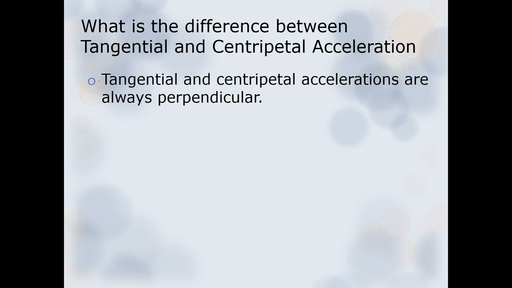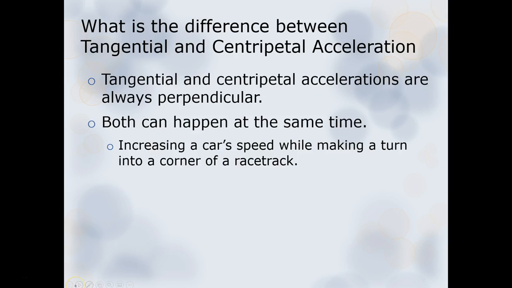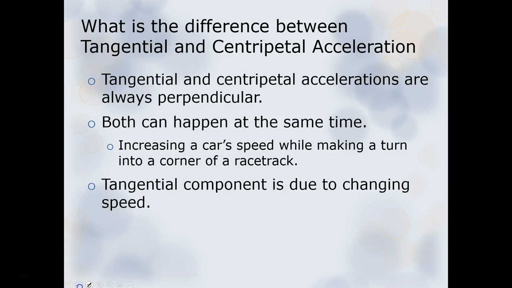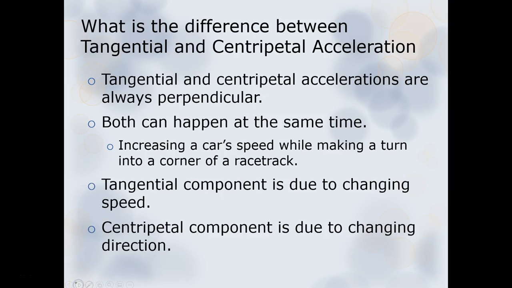One note on direction is your tangential acceleration is always going to be perpendicular to your centripetal acceleration. So centripetal acceleration points toward the center, and your tangential acceleration is going to point perpendicular to that. And you can have both of these at the same time. The biggest example of this is when you increase the car's speed while making a turn in the corner of a racetrack, or even as your tires are accelerating from rest, they're moving faster and faster in a circle, and you're getting more and more forces acting on the particles in your tire. The tangential is due to changing speed, centripetal is due to changing direction.